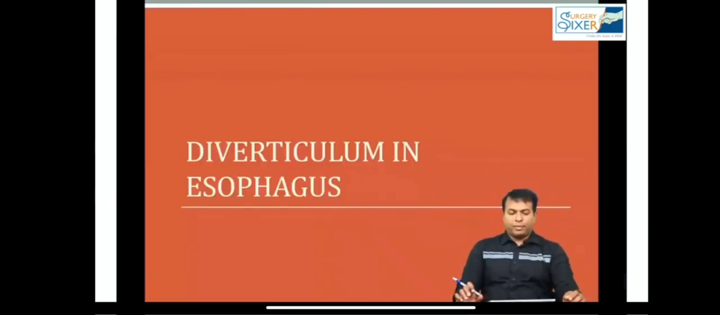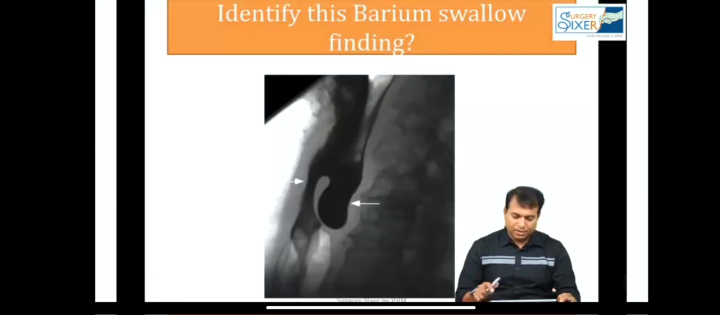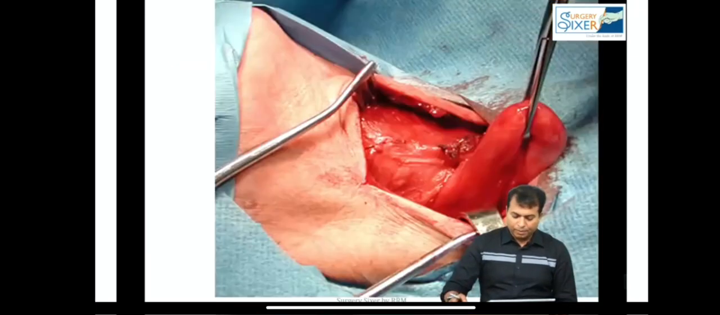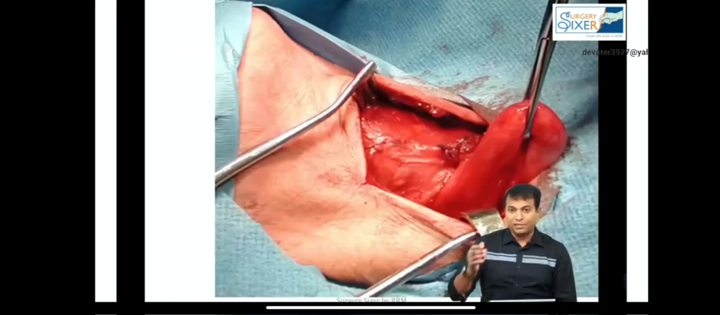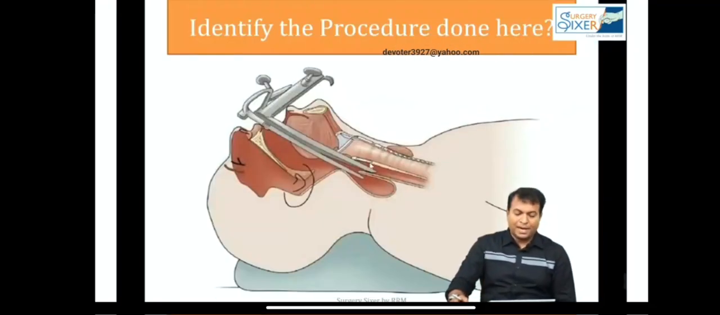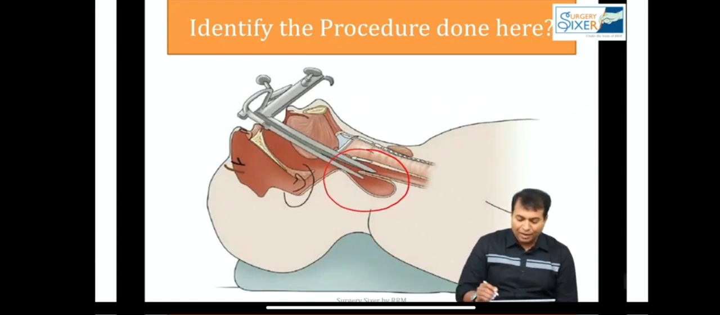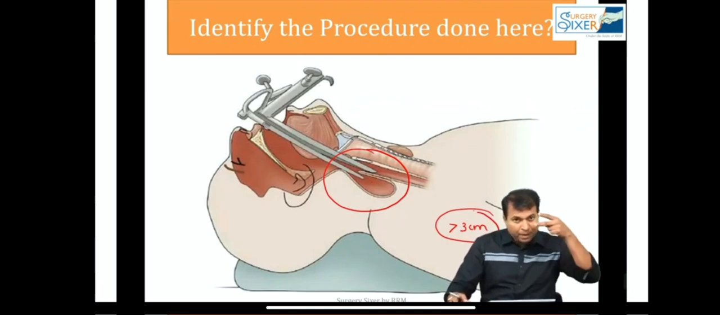So let's see the images of the diverticulum. This image shows a barium swallow, lateral oblique view, showing the diverticulum here. For Zenker's diverticulum, barium swallow is the investigation of choice. What is the procedure done here? It may be asked in an exam. This is Dollmann's procedure, in which we staple the esophagus and the diverticulum together. It is indicated only for size more than 3 cm; for less than 3 cm the limb will not enter inside.